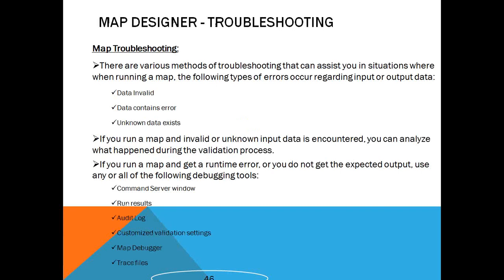So it's basically troubleshooting. There are various methods of troubleshooting that can assist you in situations where the running map encounters the following types of error regarding input or output data, like data invalid, data contains error. So you asked me, how can I check if the trace file has very big data? Using the keywords invalid, unknown, error, fail, we have to find out in the trace file where they are saying it.